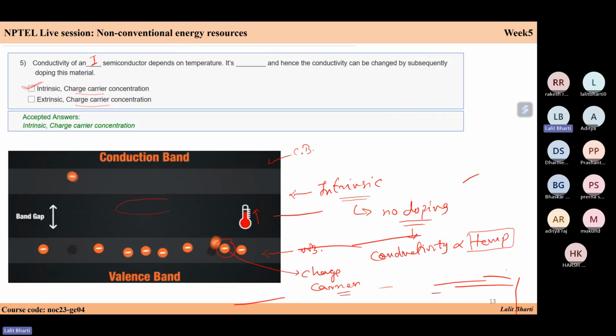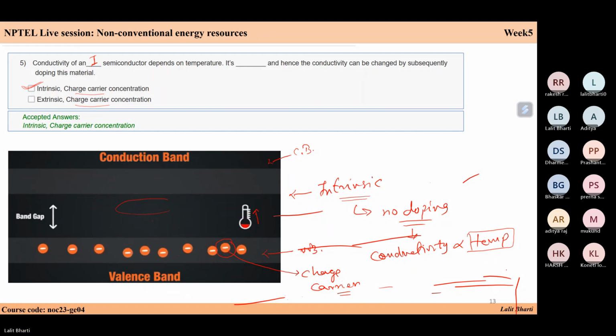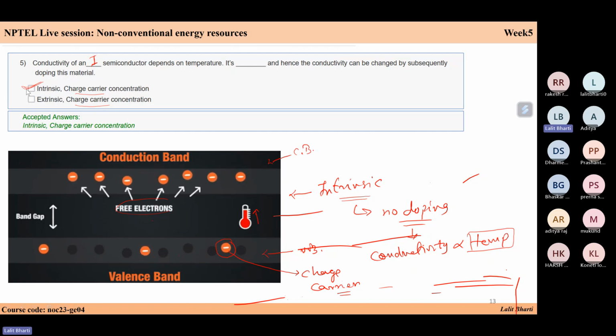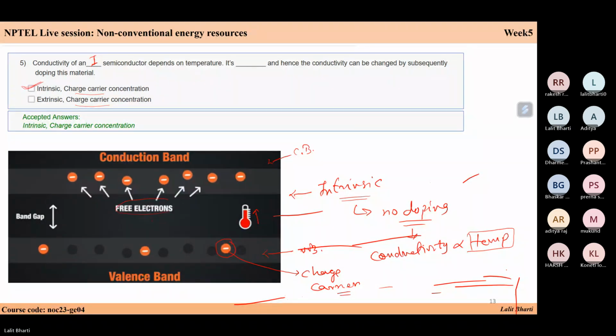Then we see this question. The question says the conductivity of a blank type of semiconductor depends on temperature, its blank type, and hence the conductivity can be changed by subsequently doping of the material. So the options are intrinsic and extrinsic. So only the intrinsic semiconductor depends on the temperature, because extrinsic depends on the type of doping.